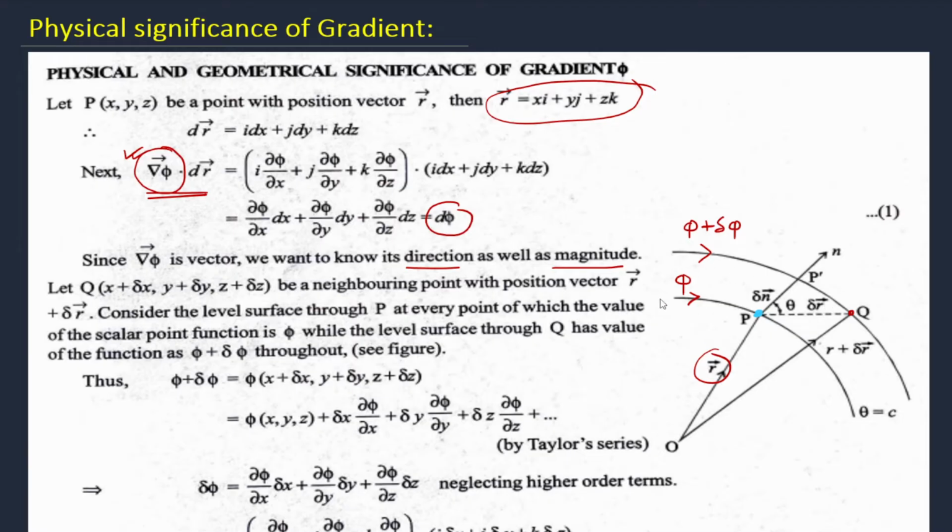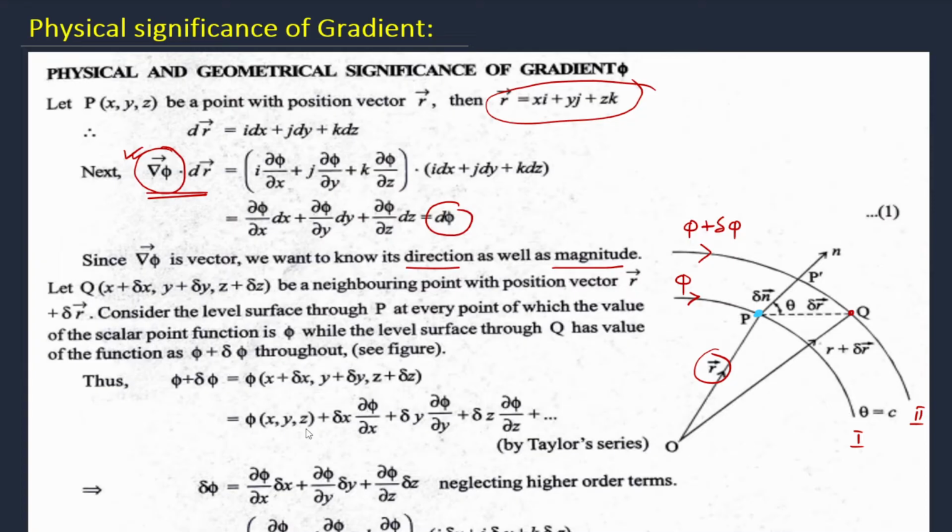Just remember, this is one level surface, suppose level surface 1, and this is level surface 2. So at level surface 1, the value of phi at each and every point will remain the same, and at level surface 2, at each and every point, the value of phi plus delta phi will remain the same. Now we know what phi plus delta phi is. Since phi is a function of x, y, z, phi plus delta phi will be a function of x plus delta x, y plus delta y and z plus delta z.